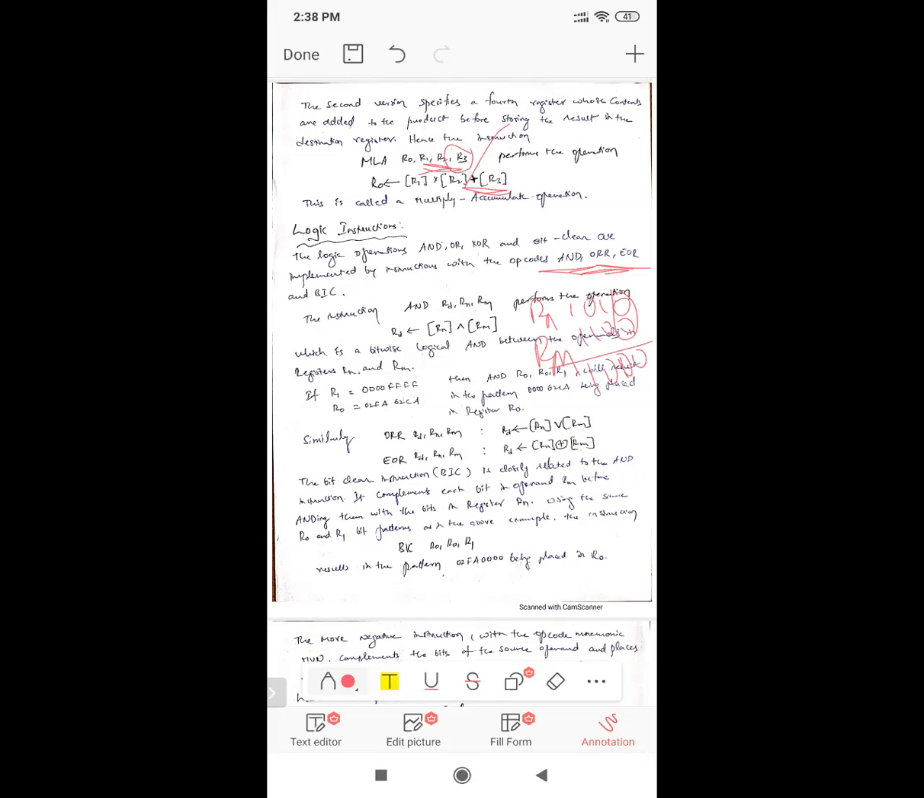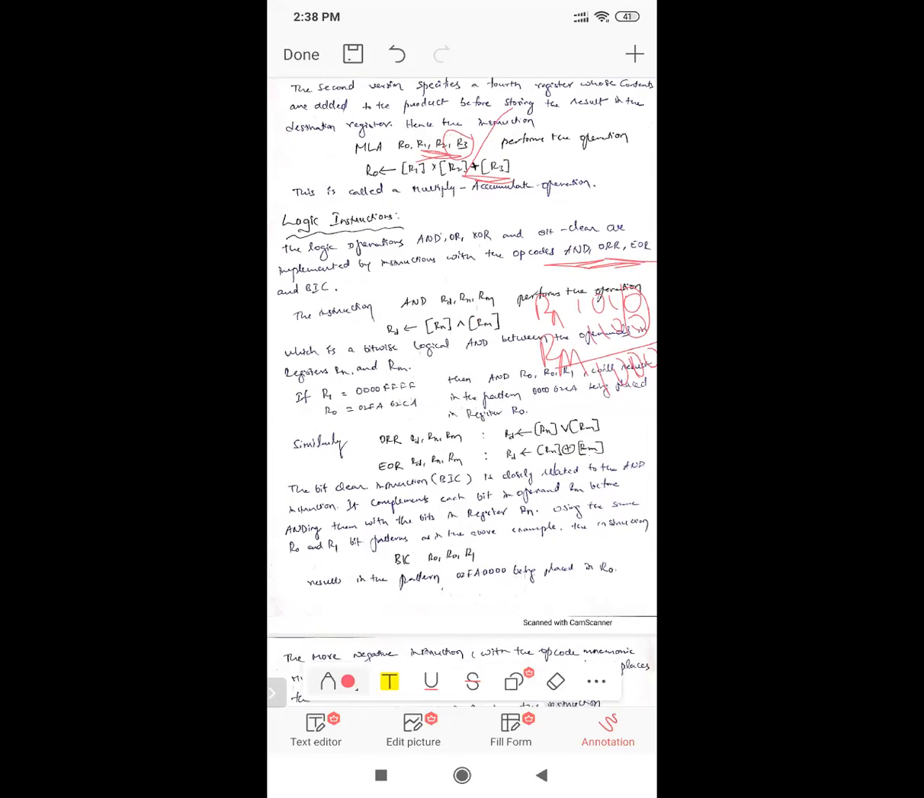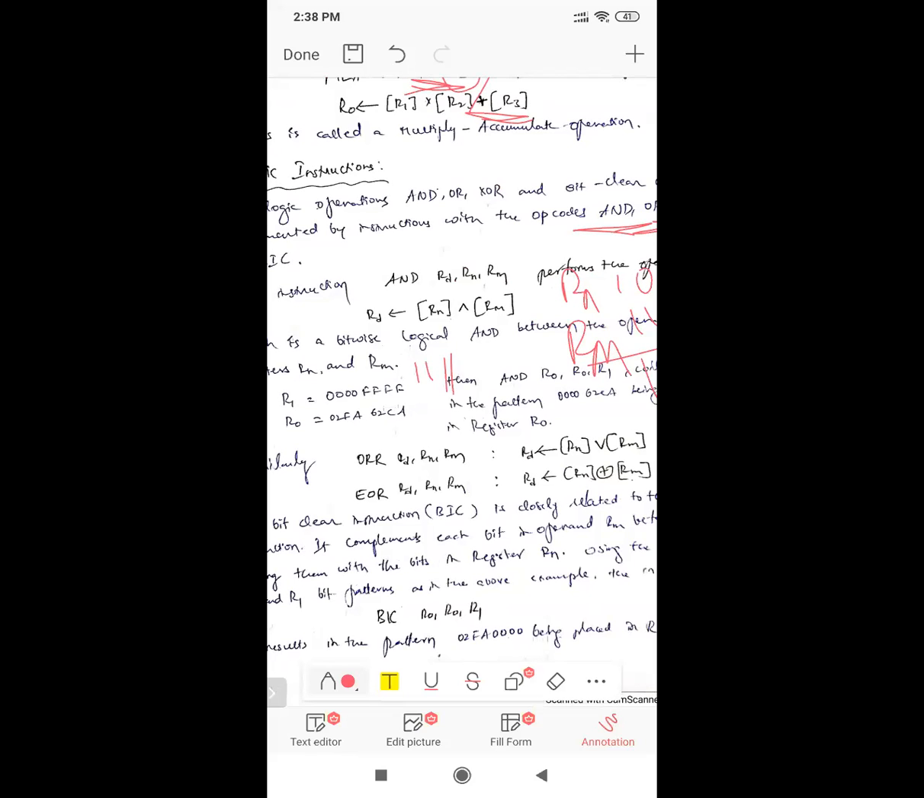Example: if R1 is 000 and FFF. F is nothing but 4 ones. Each 0 contains 4 zeros. Data will be represented in hexadecimal. 8 hexadecimal digits, 8 into 4, is 32 bits. Each 0 represents 4 zeros and F represents 4 ones. The data is represented in hexadecimal code, with 8 hexadecimal digits, a total of 32 bits.